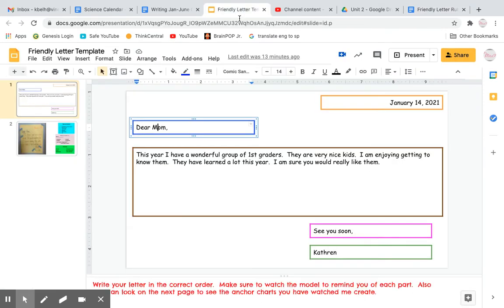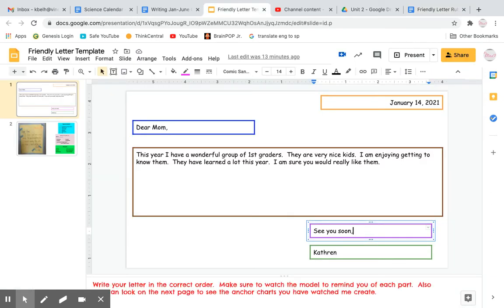Punctuation. Okay, so let's see. Dear mom, comma. I put my comma. Do you have your comma at the end of your greeting? How about at the end of your closing? Do you have a comma? Okay, and then my sentences. Every time I put a sentence down, I write a thought, I put it down, and then I put my end mark so I can check and make sure that all of these make sense.